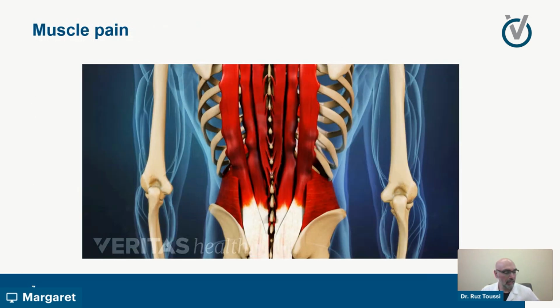Then we have muscle pain. Usually when people have muscle issues, it's due to an underlying spine issue. Your body's way of protecting the spine is to tighten up those muscles, which can lead to spasms, and they can also become a separate source of pain themselves. If you also have nerves irritated in your back, those nerves also go to the muscles and can lead to spasms in your buttock muscles or your leg muscles.